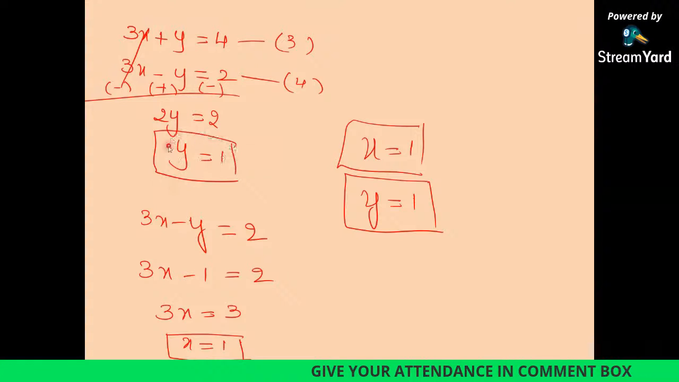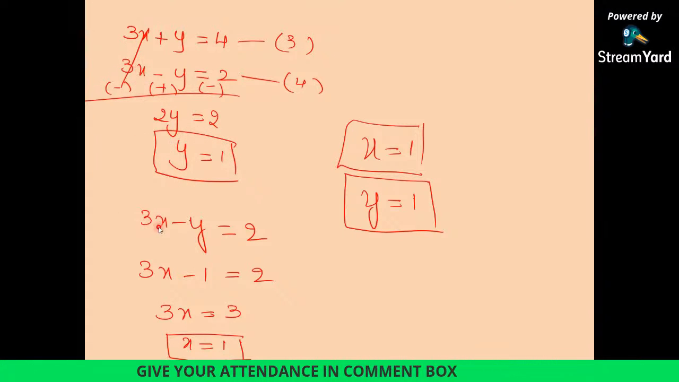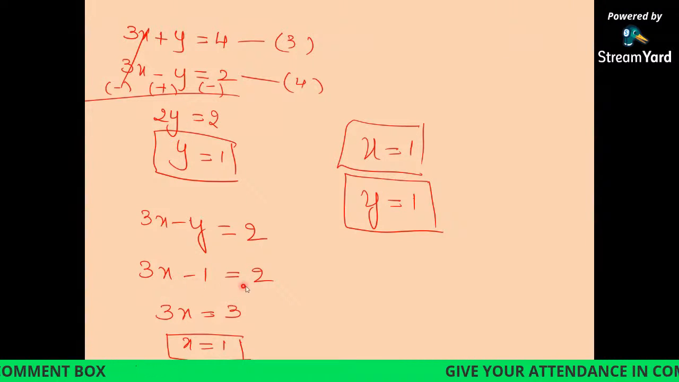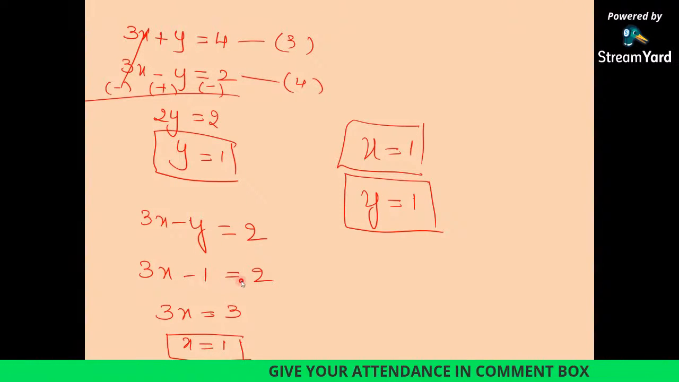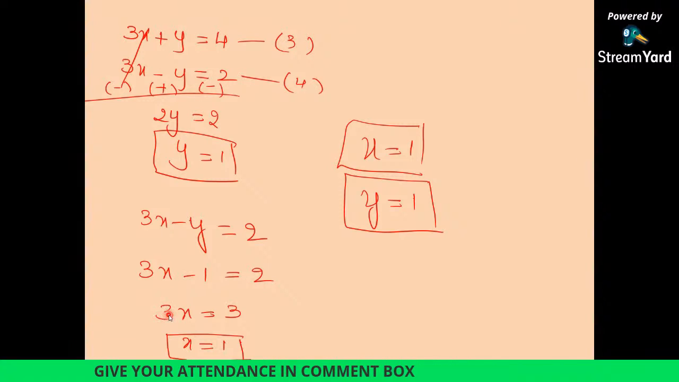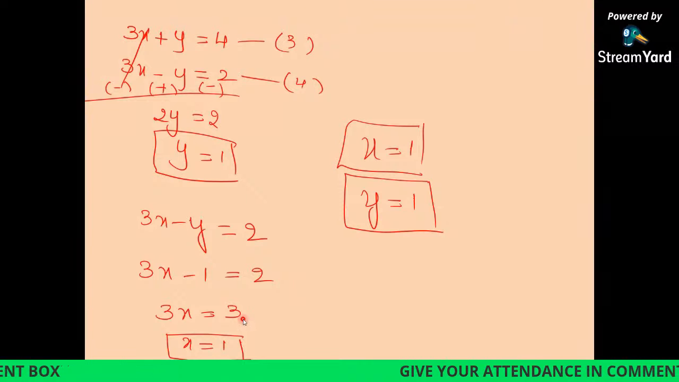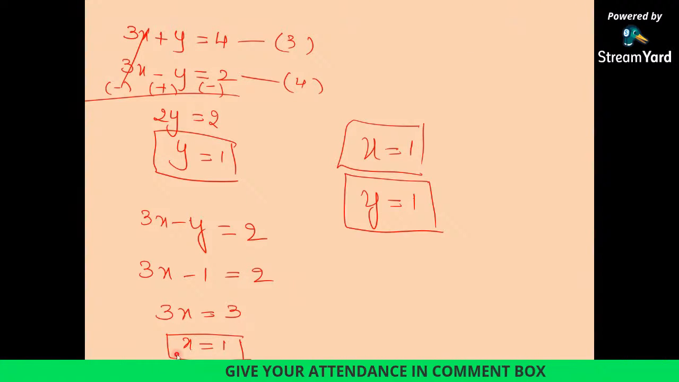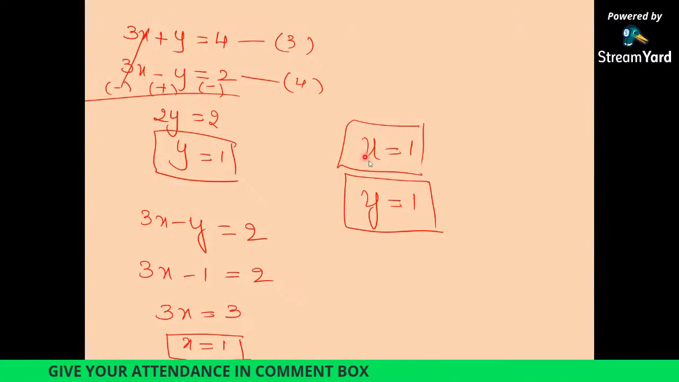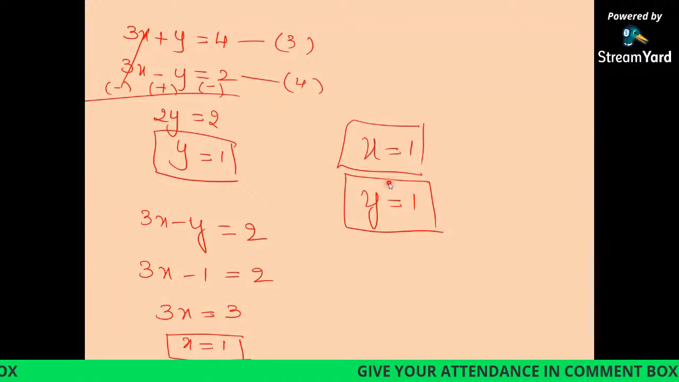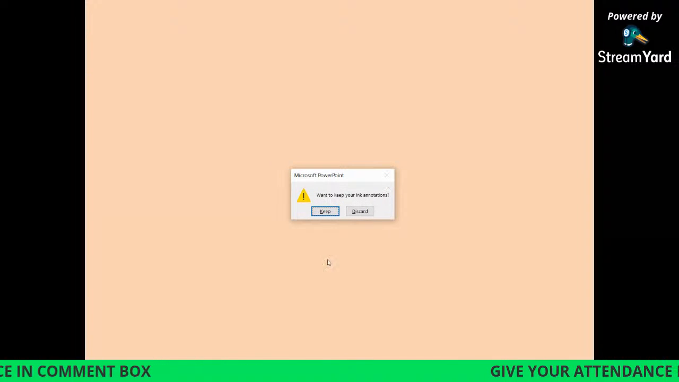After getting this value of y, substituting it in equation 4, 3x minus y is equal to 2. 3x minus 1, in place of y I am substituting 1 here, is equal to 2. Therefore, 3x, if you transpose this minus 1 to the other side, it will become plus. 2 plus 1 is 3. 3x is equal to 3, x is equal to 1. Therefore, the value for x is 1 as well as the value for y is also 1. This is all about reducing linear equations in two variables. Is it clear?